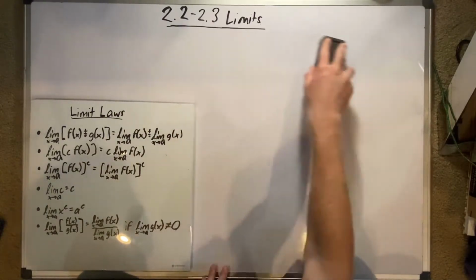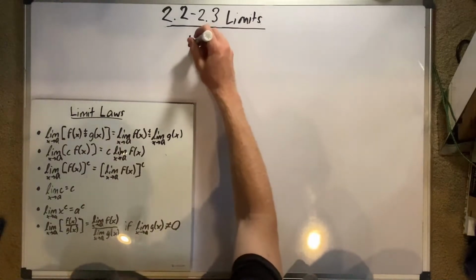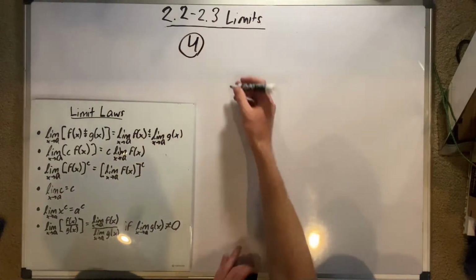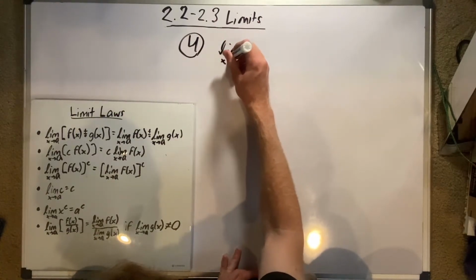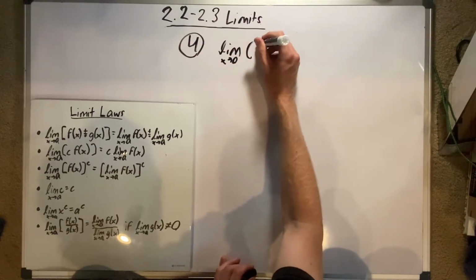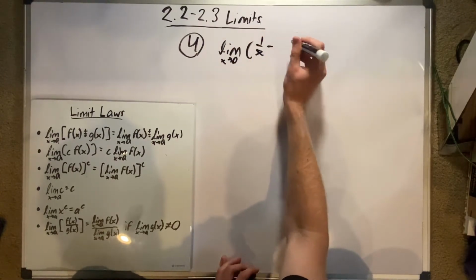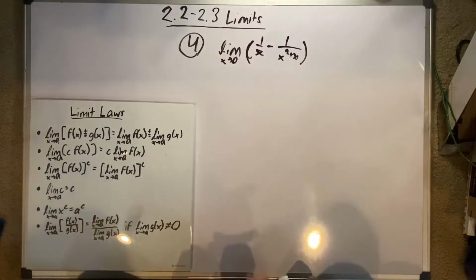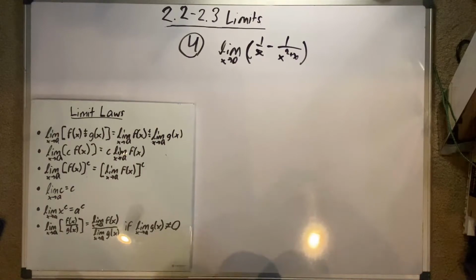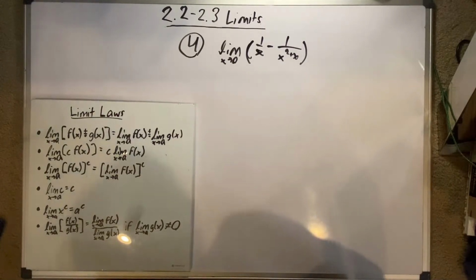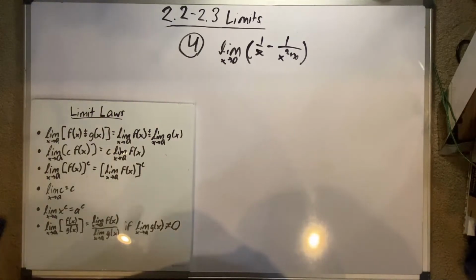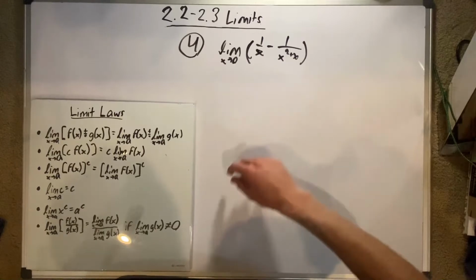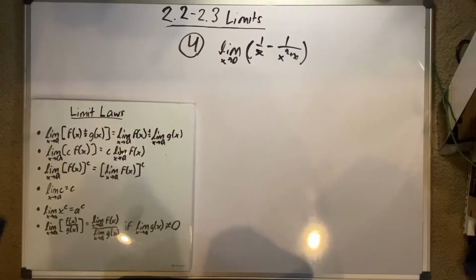Now let's go to 4. Limit as x approaches 0 of 1 over x minus 1 over x squared plus x. Oh god, that one looks complicated as well. So, the first thing we're going to try to do is get everything into one rational function, as opposed to being two rational functions.